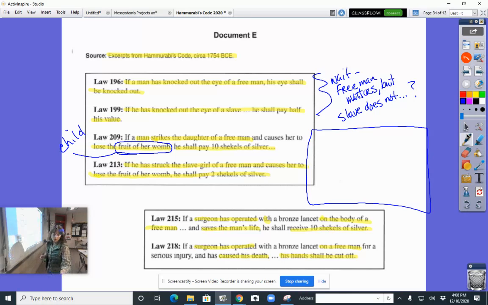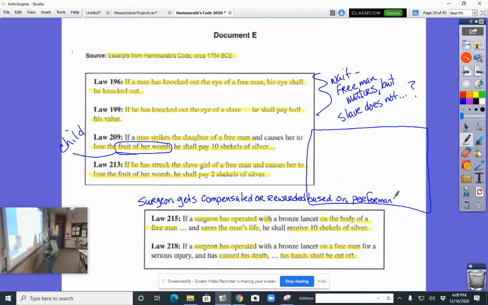But I am going to write a little note out here in the margin. That the surgeon, or actually I'll write it up here, surgeon gets compensated or rewarded based on his performance. Okay.